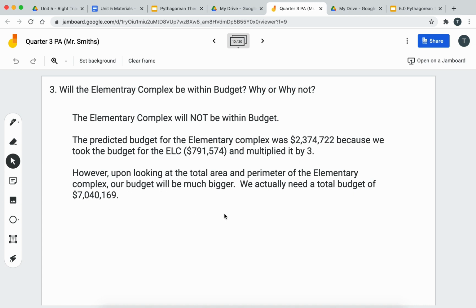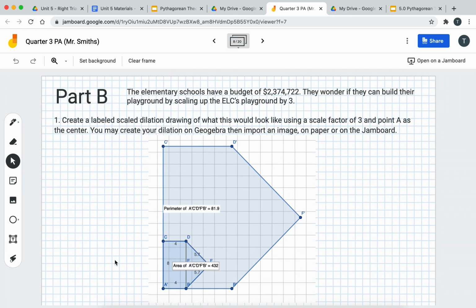However, upon looking at the total area and perimeter of the elementary complex, our budget will be much bigger. We actually needed a total of $7,040,169. And that is because when I use a scale factor of 3, the ELC and the elementary complex were much different sizes. In fact, the elementary complex was 9 times bigger. Even though we multiplied it with a scale factor of 3, this means that both dimensions, length and width, are multiplied by 3.